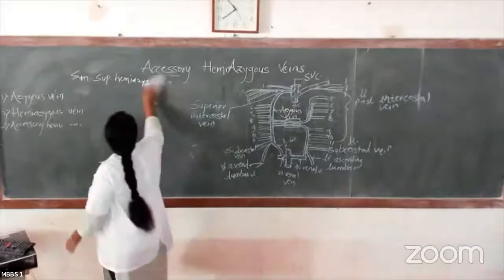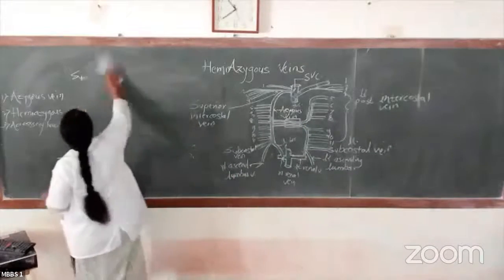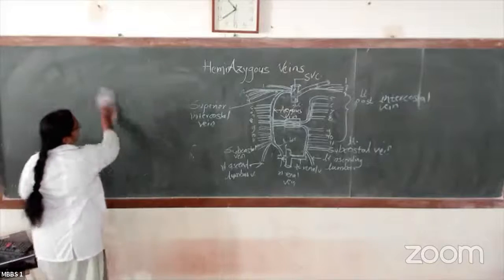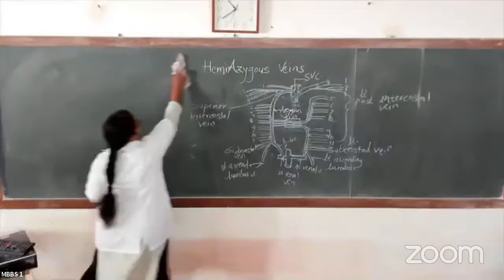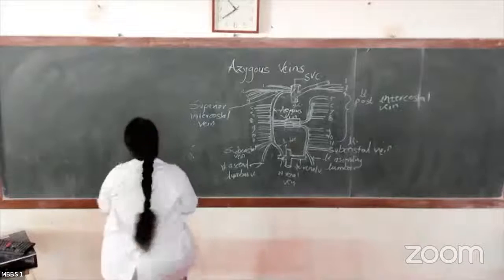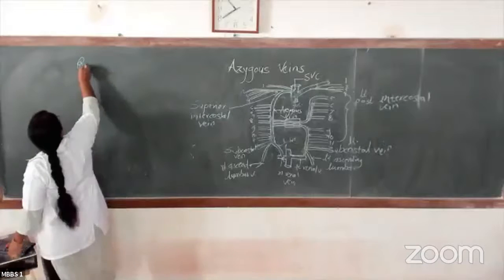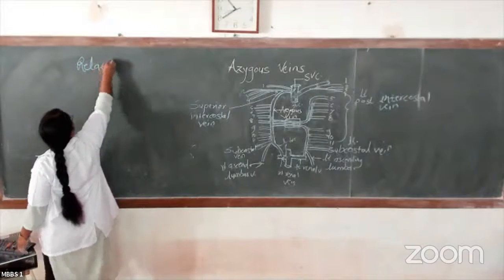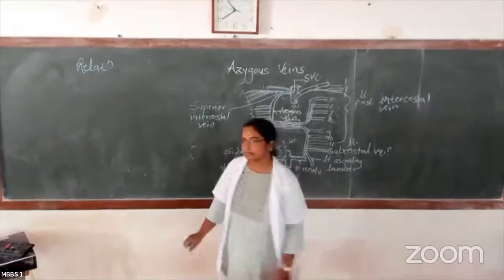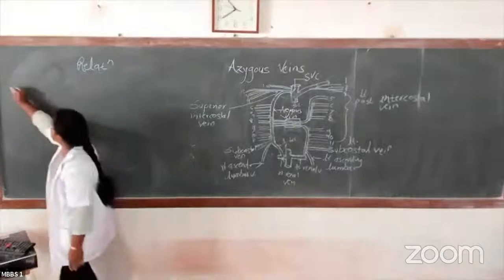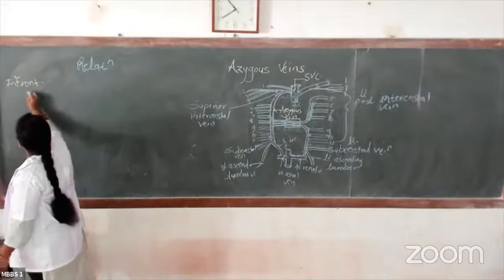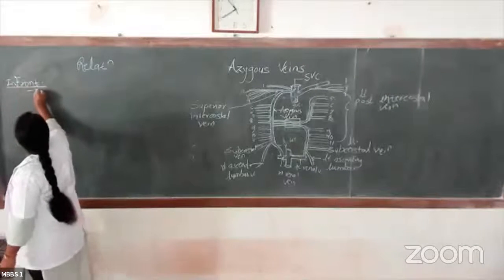Now we see the relations of azygous vein. This part is left. Relations of the azygous vein. So in front of the azygous vein, there is the posterior sloping surface of the diaphragm.